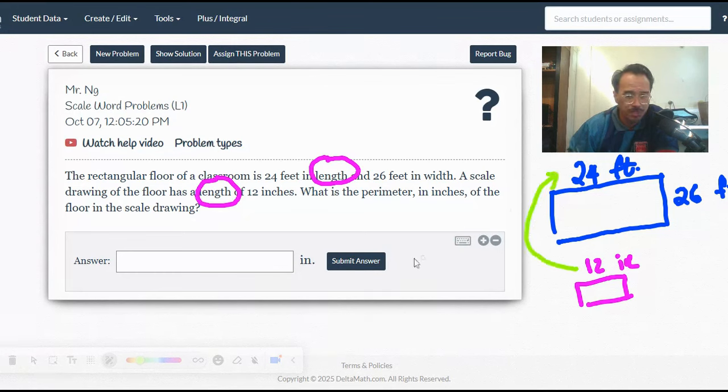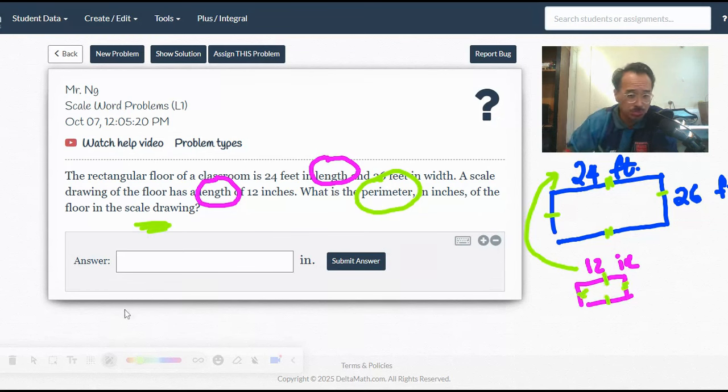So far so good. Now, the question is, what is the perimeter? Yeah, it's the distance around the shape, right? So you have to add up all four sides of any shape, okay? Of the scale drawing. Oh, they want the scale drawing. Fine. Okay? All right, so let's label them.